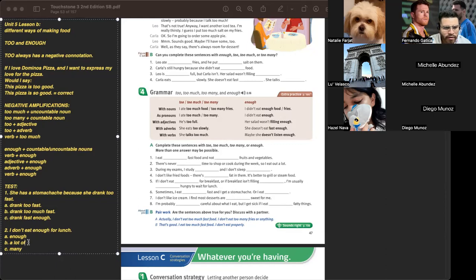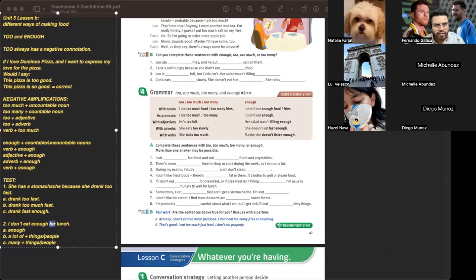Good. A lot of is not correct because after a lot of, you need to put things or you need to put people. For is not a thing and it's not people. For is a preposition. And after many, you need to put things and people as well. And for is not things or people. For is a preposition. That's it.